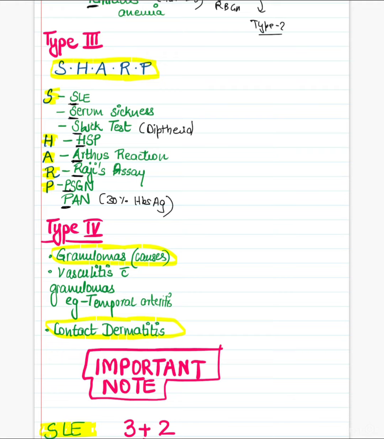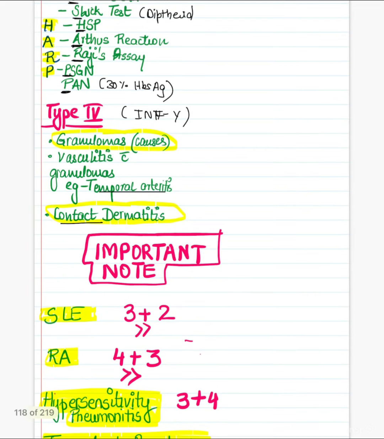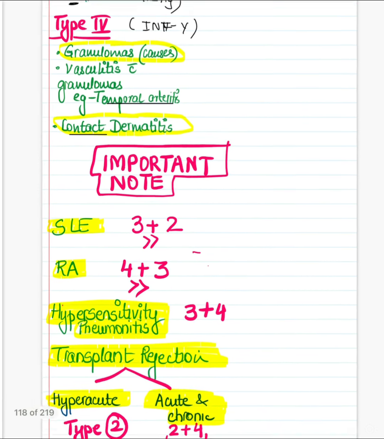Then coming to type 4. So this type 4, guys, is basically delayed hypersensitivity, the granuloma one. So interferon gamma causes the granuloma. Vasculitis like temporal arteritis where you see granuloma. Contact dermatitis, guys, again very important. Suppose a bindi can cause it, that is due to paratertiary butylphenol.